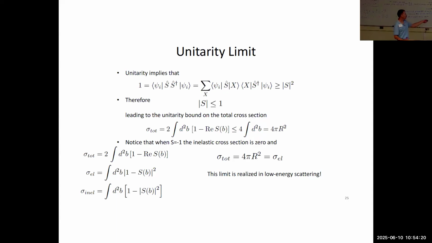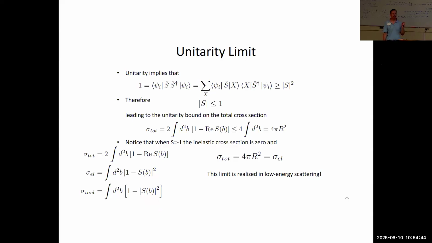But the problem is that when the S matrix is negative 1, your inelastic cross section is 0, right? Inelastic cross section is 1 minus the absolute value of S squared. If S is negative 1, 1 minus 1 is 0. And the elastic cross section then is actually equal to the total cross section. So this unitarity bound is all very well, but it's realized actually in very low energy scattering.